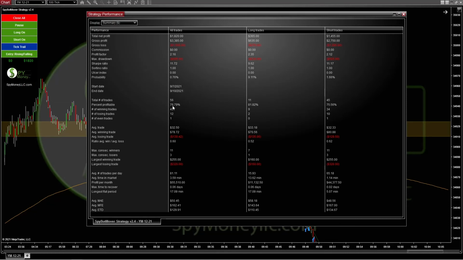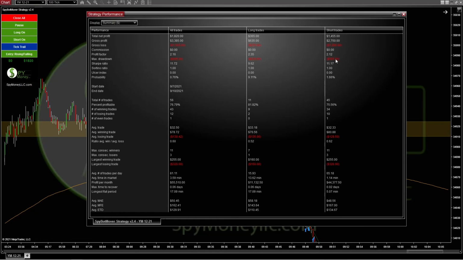We've been 76% profitable. Very good. And we've had a total of 43 winning trades, 12 losing trades, 1 break-even trade. So these are the statistics on this. We've had more money made on shorts than we have on longs. So there's $365 in longs, $455 in shorts. Our max drawdown is $505 total for all trades. But you're looking at $230 on the long trade, $505 on the short trade.